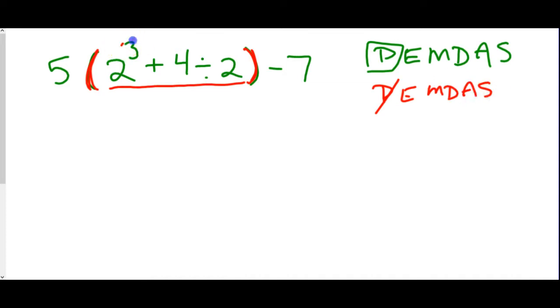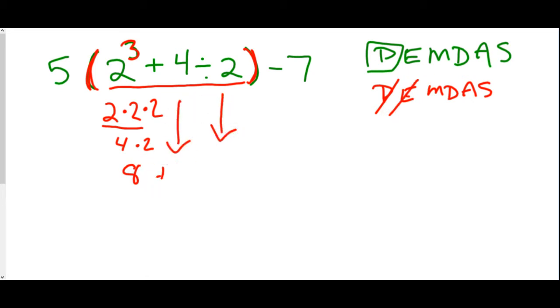For exponents, we have 2 to the third. That 3 is saying multiply 2, the base, by itself 3 times: 2 times 2 times 2. We multiply 2 times 2 first, which is 4. 4 times 2 is 8. So we've taken care of the exponent. We still have this plus 4 divided by 2 though, so we're just going to bring them down for now.